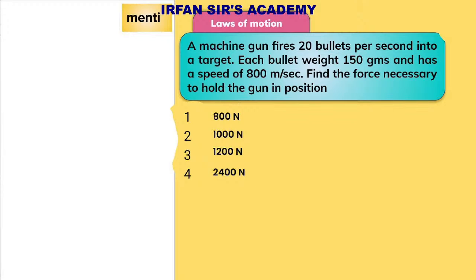What is the force? Calculate the force necessary to hold the gun in its position. What is that force? That will be in the opposite direction. What is that? Rizwan Hakak: It's 1200 Newton.